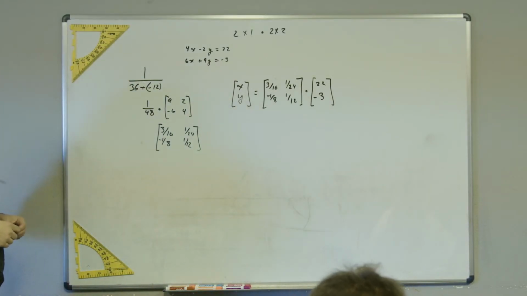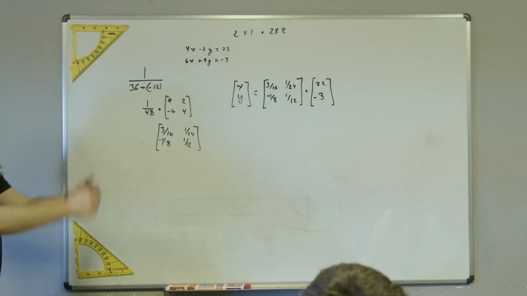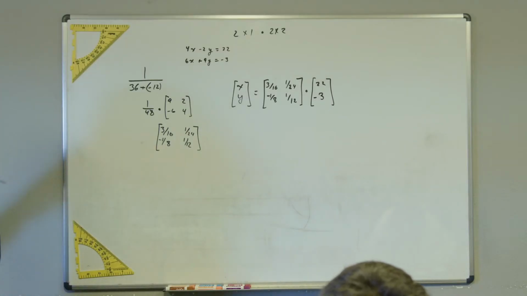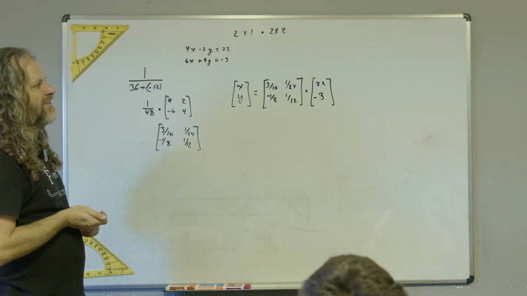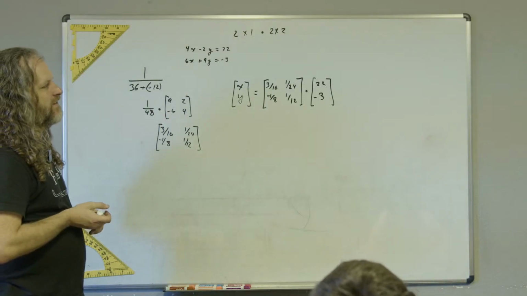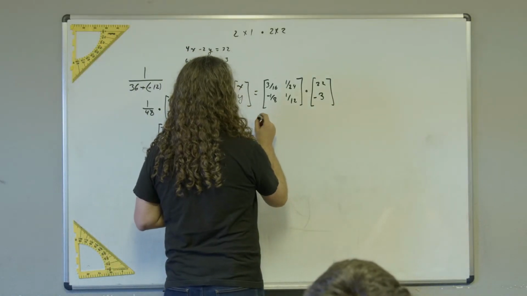Now what? Yeah, you got to do it. So what's 3/16 times 22? 33/8. Oh yeah, sounds great.